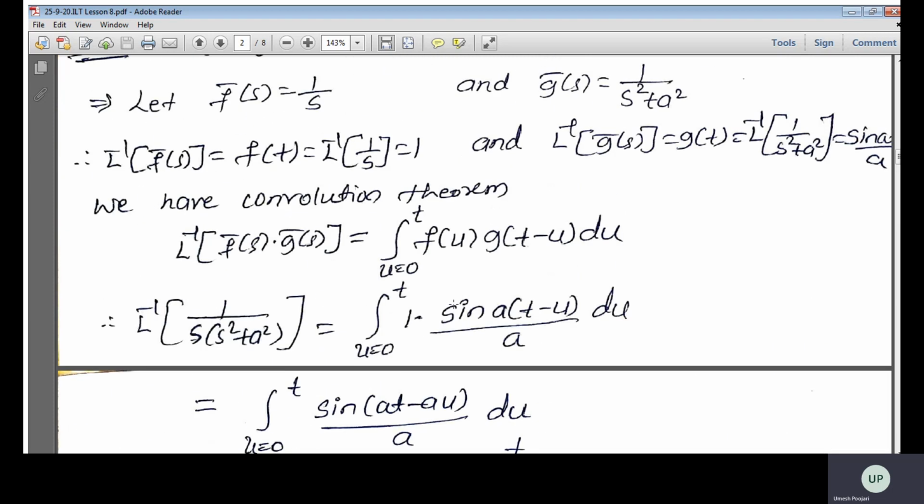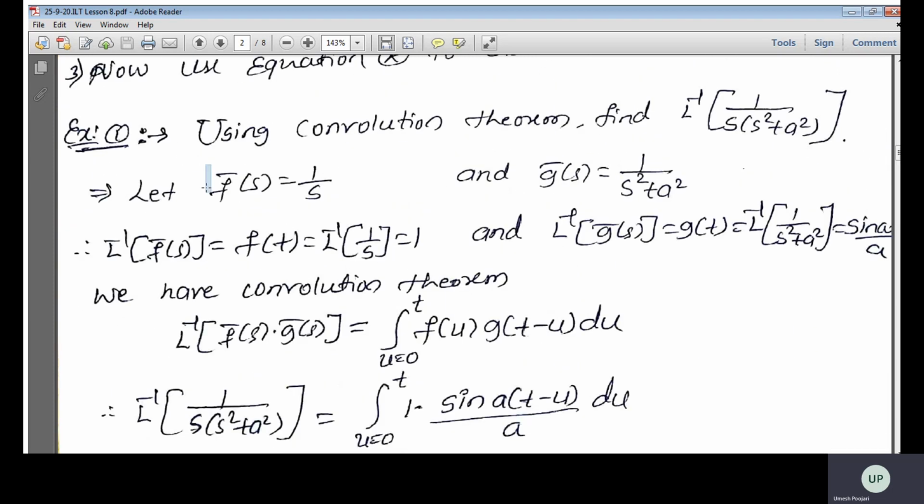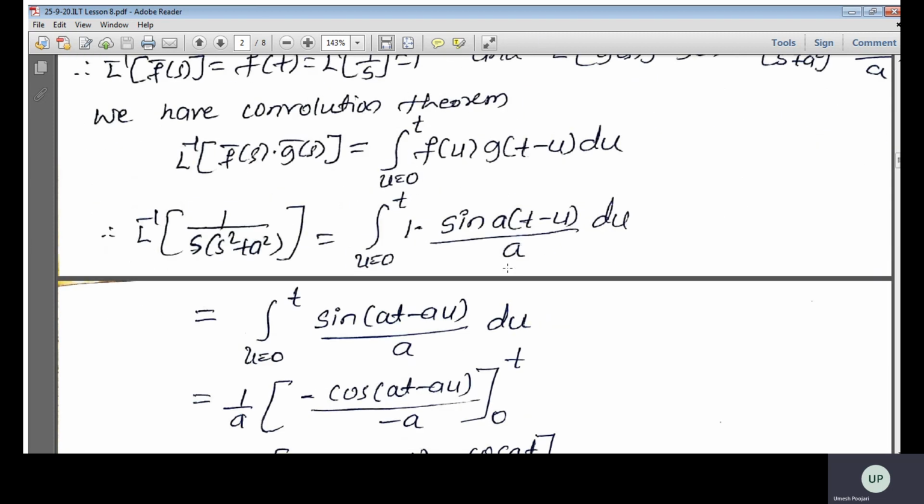So this is a very simple method, but the main thing is you should learn how to take f bar and g bar. Select f bar of s and g bar of s in such a way that it should be easy to obtain the inverse with the help of our basic formula.